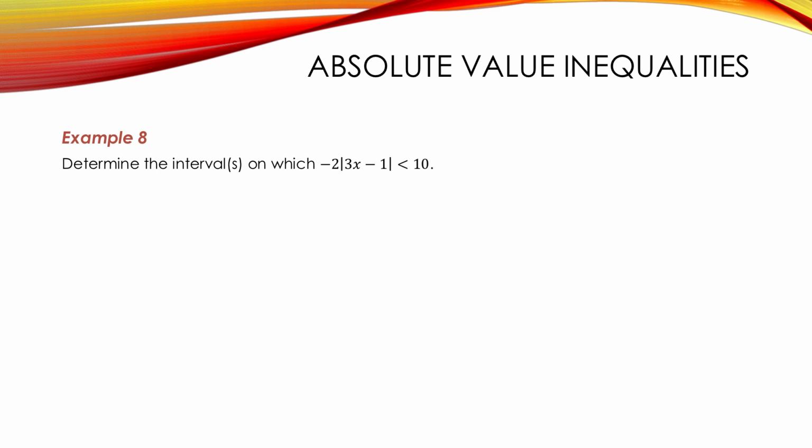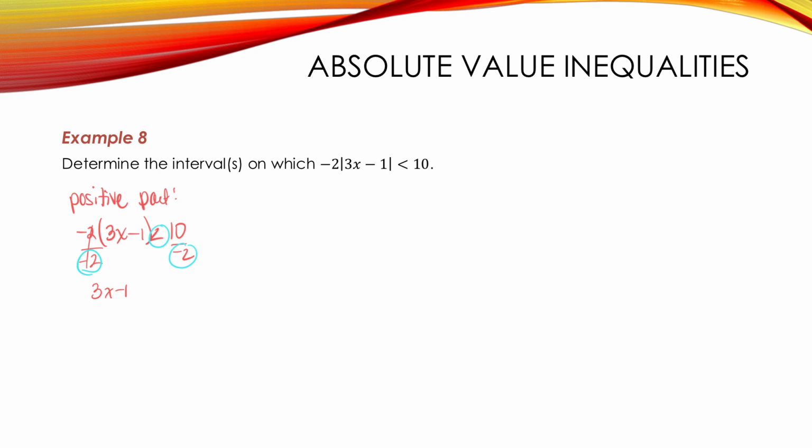Hopefully you took a moment to try this one on your own, and let's see if we got the same thing. The positive part then would be -2, and then in our parentheses we've got the expression 3x minus 1, and it's less than 10. So if I divide both sides by -2, then I get 3x minus 1, and now remember that means our sign has to switch because of this negative.